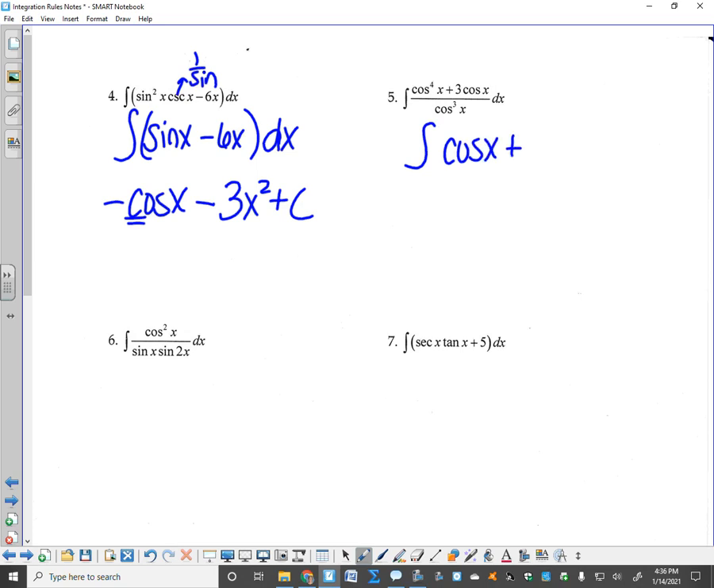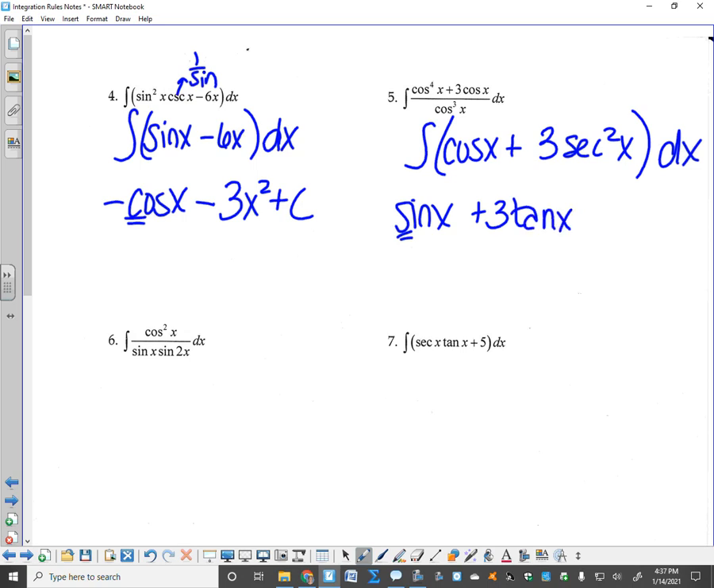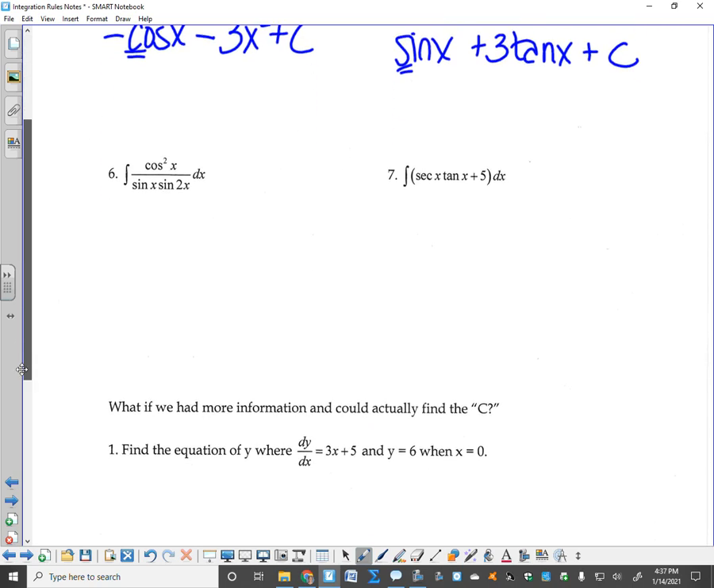Cosine plus, now that's going to give me 3 over cosine squared. Cosine squared on the bottom is a secant squared. So 3 secant squared x dx, parentheses around the whole thing, so the dx goes to the whole thing. Cosine goes to sine. That starts with an s, so we're good. Secant squared is the result of a tangent. So plus 3 tangent x plus c. Good times.